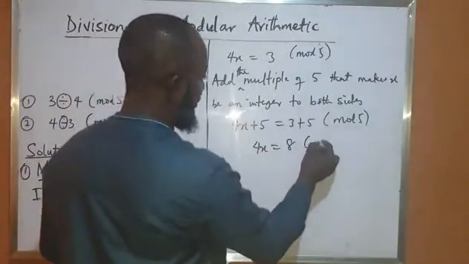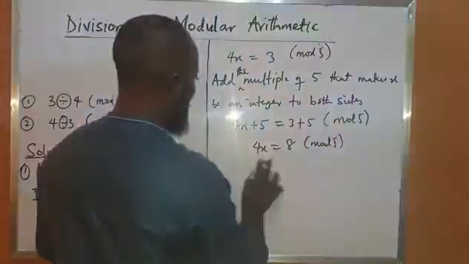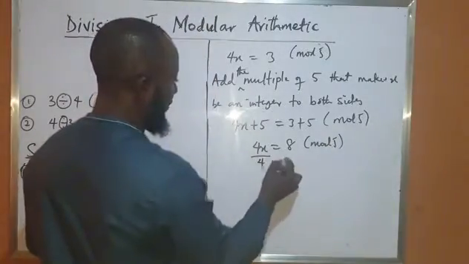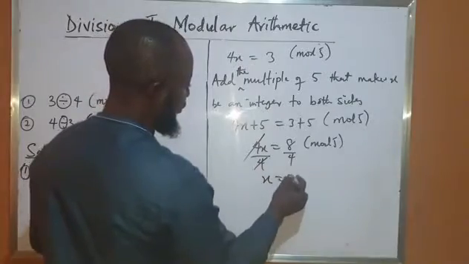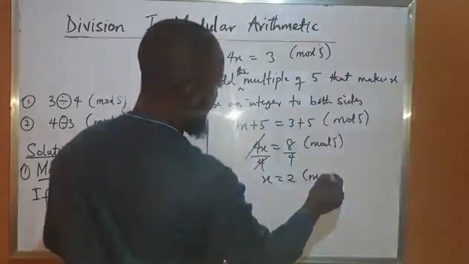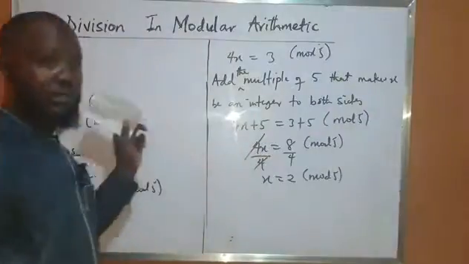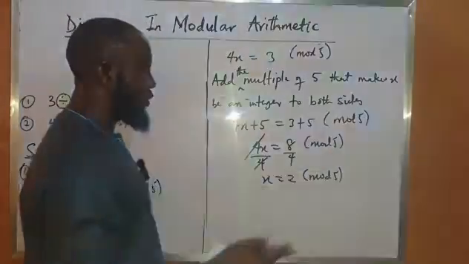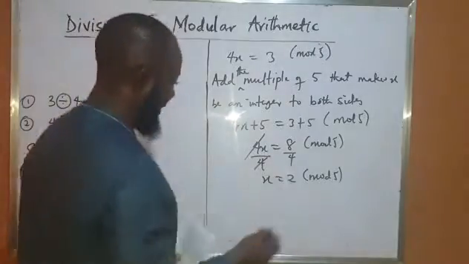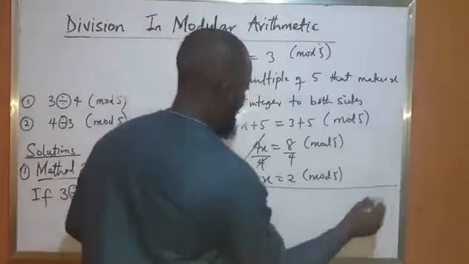8 mod 5. So we can then divide both sides by 4. So 4 cancels 4, and x equals 2 mod 5, which is the same as the answer we got the other time. Now, if we add the next multiple of 5, which is 10, let's test for that one and see what we're going to get.